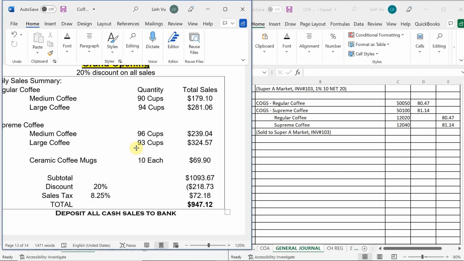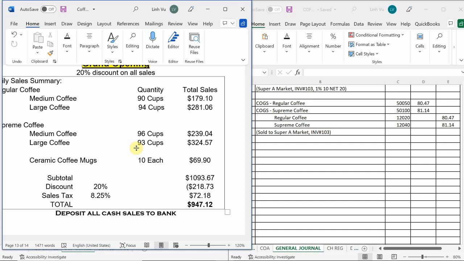Okay, so how am I going to journalize this transaction? What did we do here? We sold. What did we sell? Regular coffee. Medium coffee, large coffee. Yes, good. We sold all of those coffees, right?